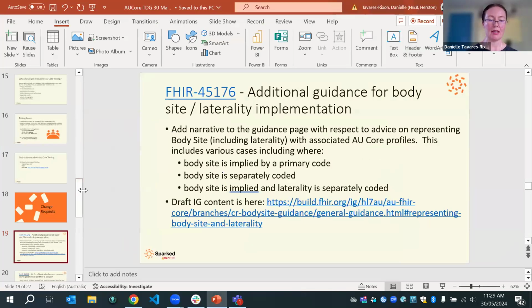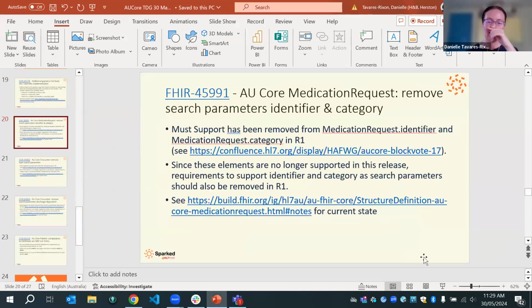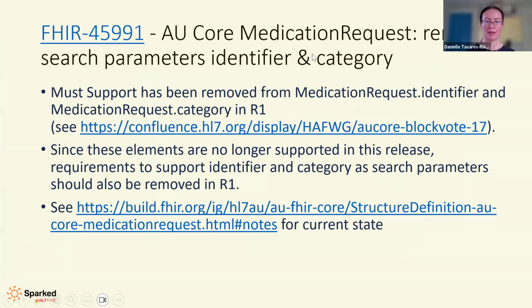So the next 3 are all of the same kind of thing. What we've got is talking about search parameters. Now, in our ballot reconciliation, we went ahead and made some decisions to remove must support from certain elements. And in this case, during block vote 17, we removed must support in R1 for medication request identifier and medication request category. A change request has been raised because those elements have some associated search parameters that are also called out as supported in AU Core, to say that as we've removed support for those elements in R1 and AU Core, we should be making the corresponding change to remove support for the search parameters in AU Core. So that's what's raised.